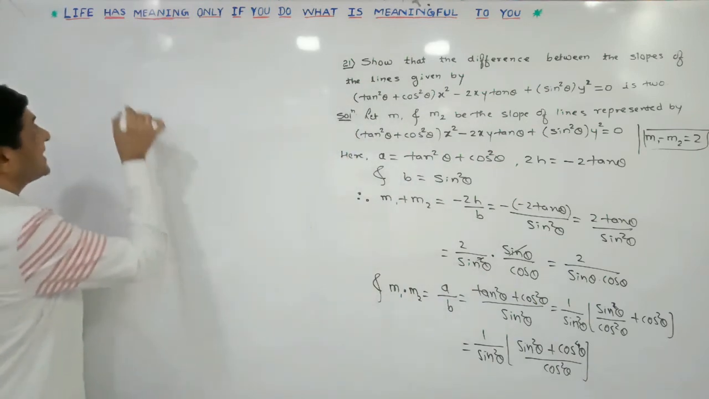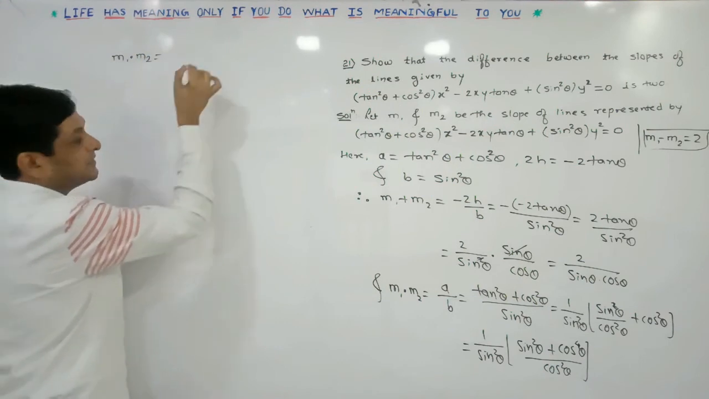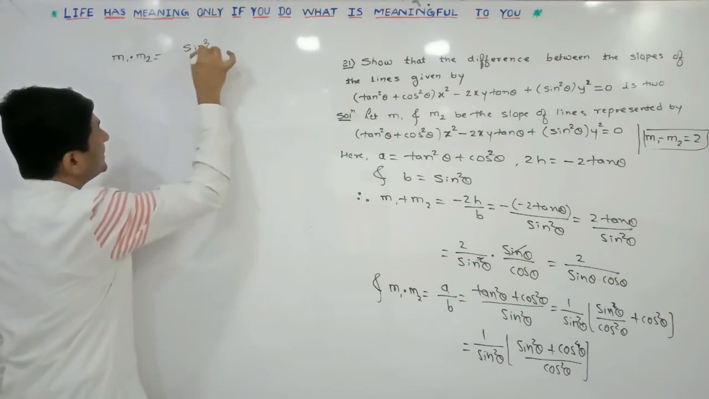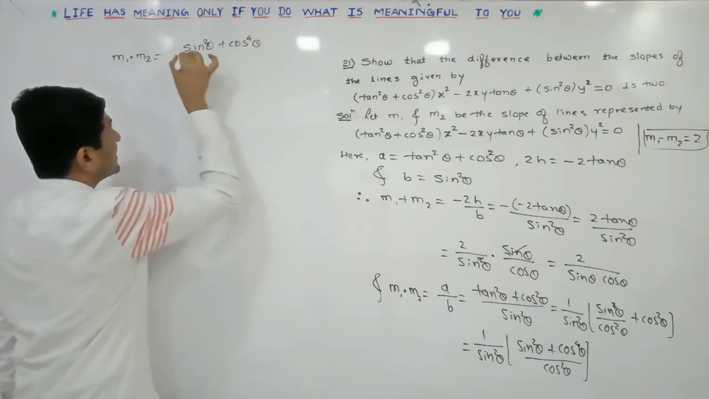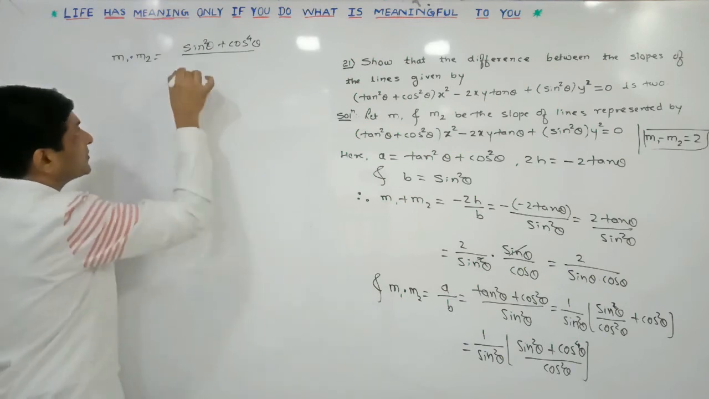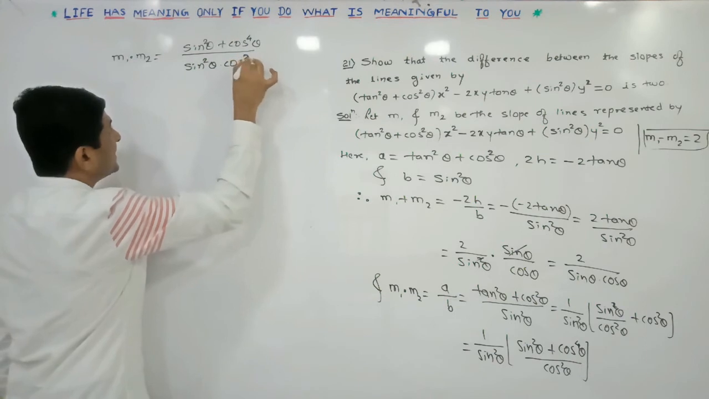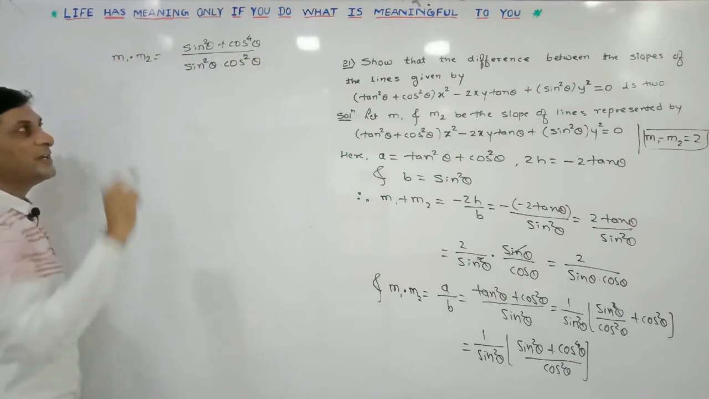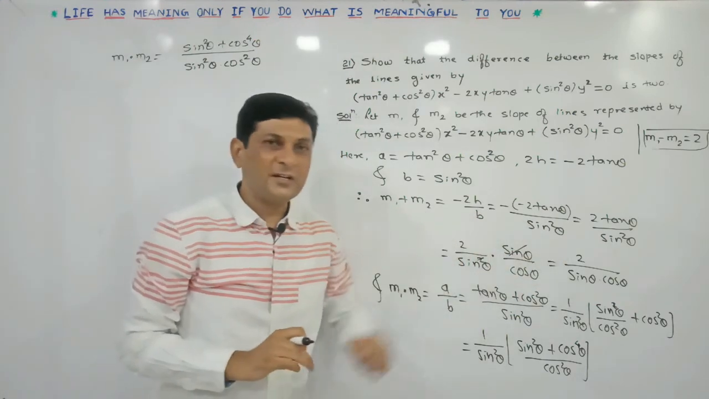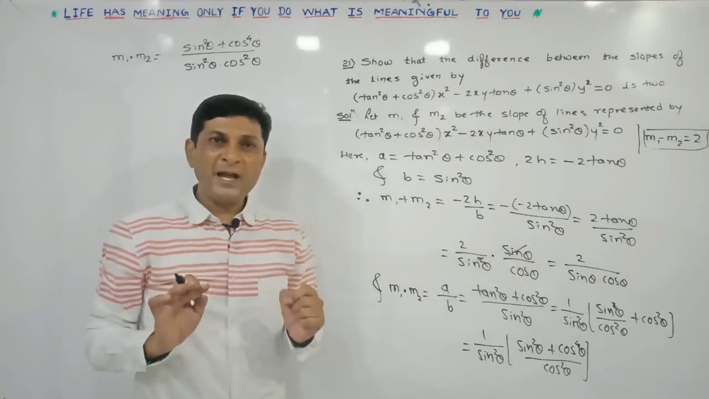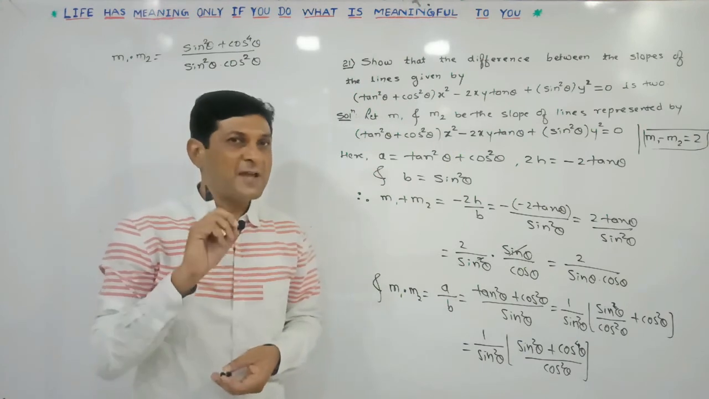See what result we are getting. m1 into m2 is equal to sine square theta plus cos theta raised to power 4 in the numerator, and in the denominator sine square theta into cos square theta. In this way, we have got the value of m1 into m2 in terms of sine and cos, and m1 plus m2 also in terms of sine and cos. Once the sum and product are known to us, we are able to find the difference by applying one identity.